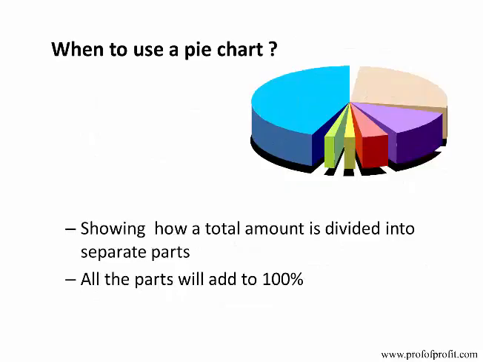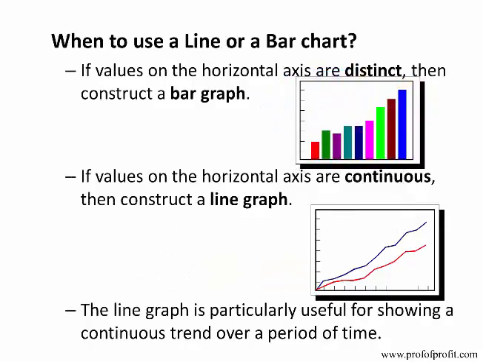You use a pie chart when you're showing 100% of something, when you're showing a total of something and how it's broken into its different portions. Your bar and your line graph are shown for other purposes. You would use your bar graph to show distinct or separate information. For instance, what were your sales on Monday only, Tuesday only, Wednesday only, etc.